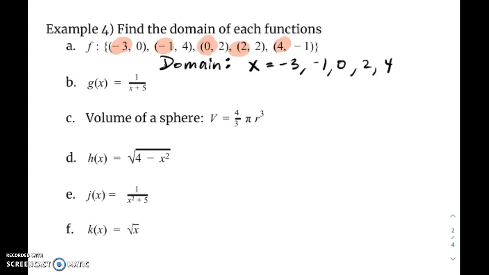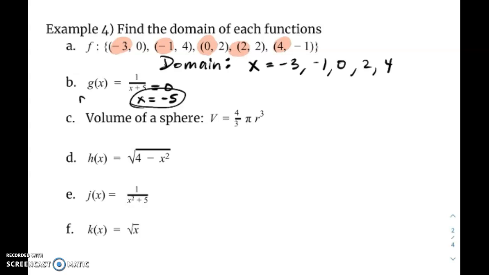Let's look at B, which is a rational function because we've got a fraction going on. And you have to ask yourself, where would this function be undefined? You're only going to have an undefined answer if you are dividing by 0 in the fraction. So you ask yourself, what would make the bottom 0? You set the bottom equal to 0, subtract 5 to the other side, and you see that x equals -5 would give you an undefined answer because it's going to give you 0.